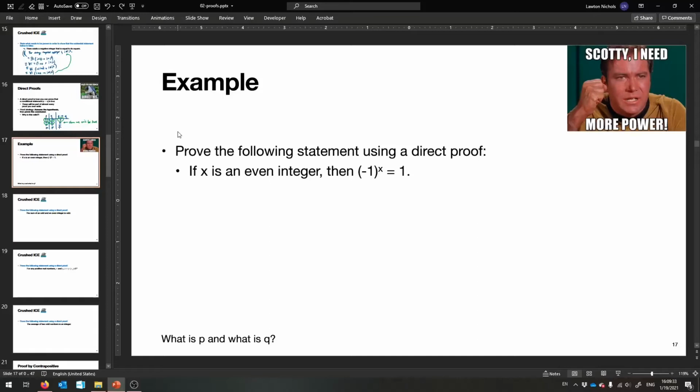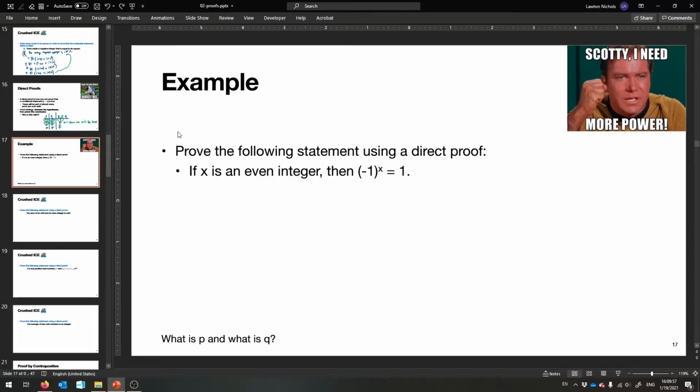Okay, so prove the following statement using a direct proof. If x is an even integer, then (-1)^x is equal to 1. Ooh, this is interesting. How fun. Okay, so what's P and what's Q? Okay, so let's see here. We have an if-then, so we totally have an implication. So what's P and what's Q?